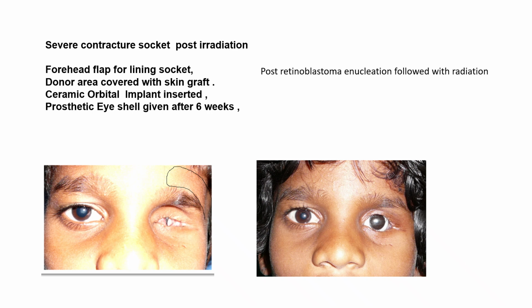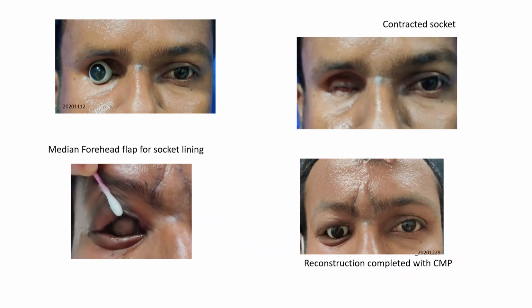Post retinoblastoma enucleation followed with radiation, and here is the result. Median forehead flap for socket lining, especially in a contracted socket. Reconstruction completed with CMP.